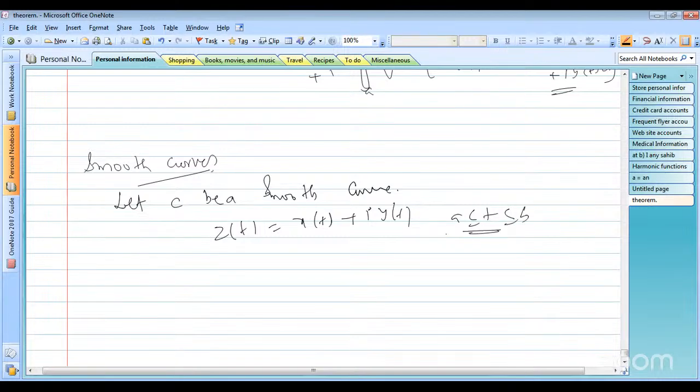Let f be a complex function, continuous at every point z(t) of C. So we take a partition P of [a, b], given by a = t0 < t1 < t2 < ... < tn-1 < tn = b.